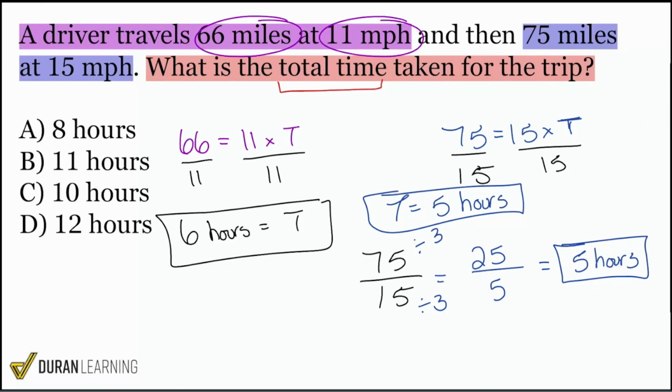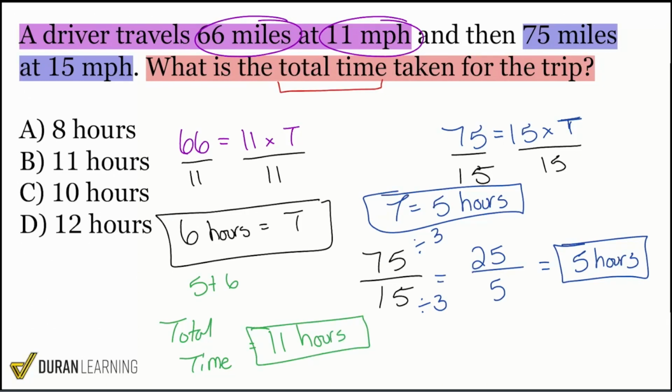Add them together. Exactly. So 5 plus 6, that's going to give us 11. And so therefore, the total time for this trip is going to be 11 hours. And there we are. Booyah. We can go ahead and highlight that correct answer nice and easy as 11 hours. And there we go. That is the next one knocked down.